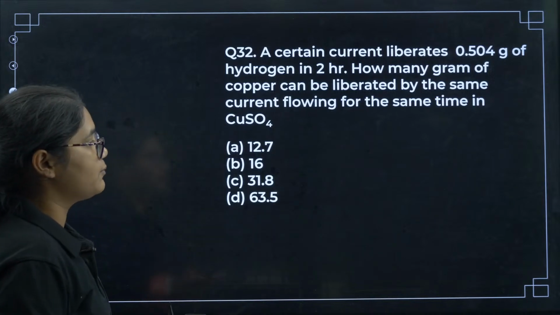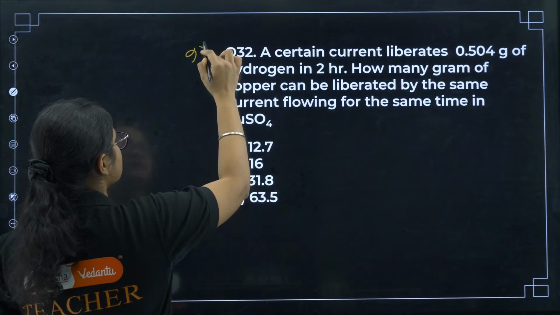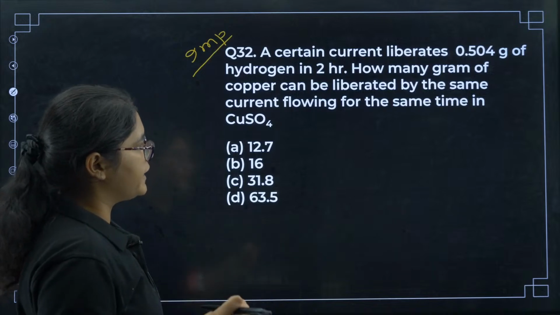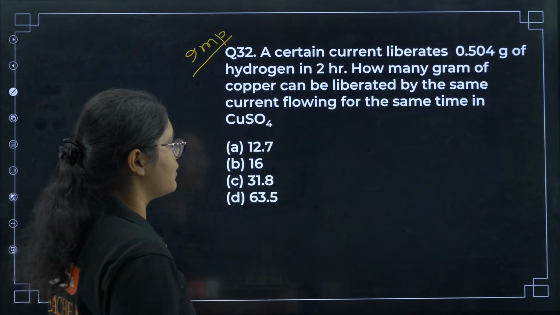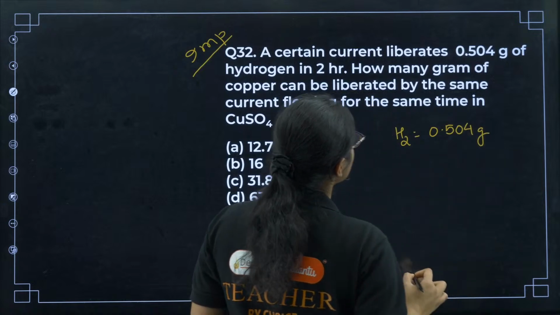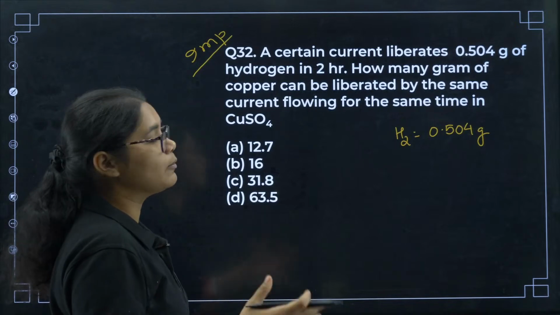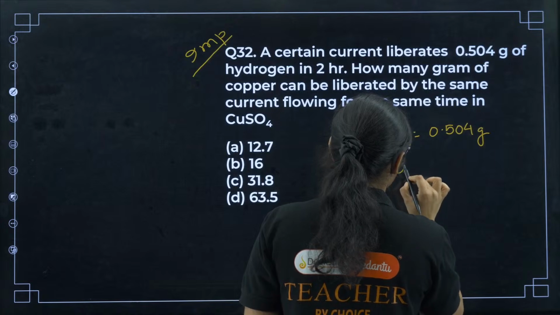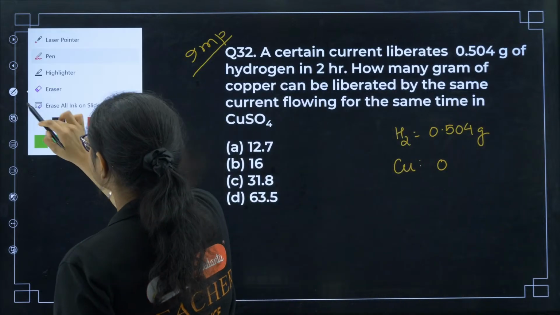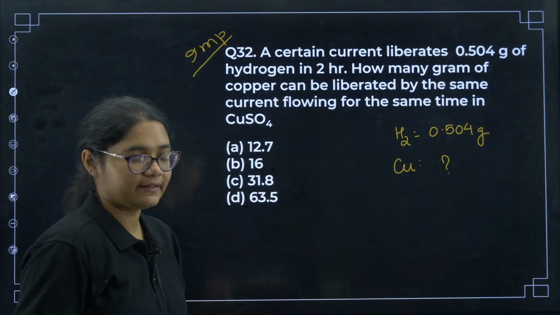A certain current liberates 0.504 gram of hydrogen in 2 hours. This is an important question, students. I want all of you to try it, okay? You need pen and paper for this question. A certain current liberates 0.504 gram of hydrogen in 2 hours. How many gram of copper can be liberated by the same current flowing for the same time in copper sulfate? If you are giving the same current for the same time, then how much gram of copper will be liberated? That you have to calculate. How much gram of copper will be liberated in this case?